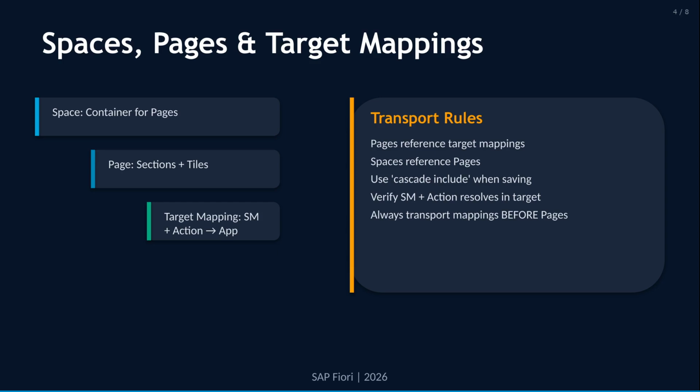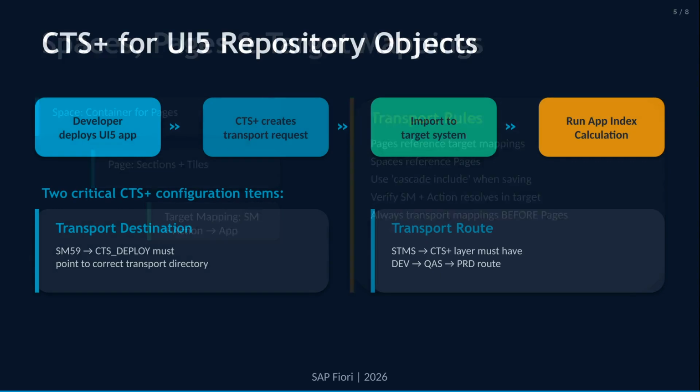The safe approach is to use the Manage Launchpad Pages app in combination with the transport integration. When you save a page, the system detects all referenced target mappings and offers to include them in the same transport. And always verify in the target system by opening transaction /UI2/FLPD_CUST and checking that the target mapping's semantic object and action resolve correctly.